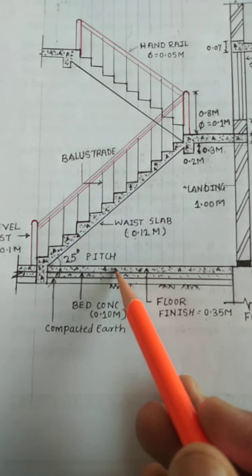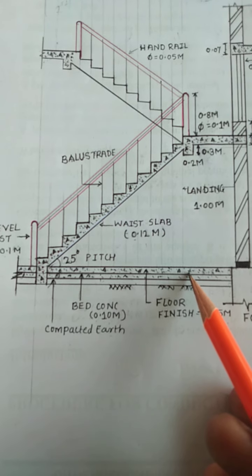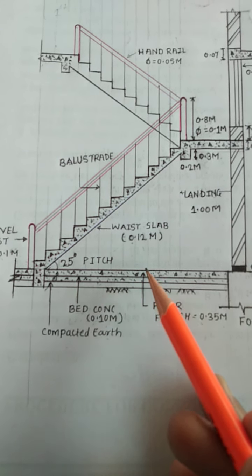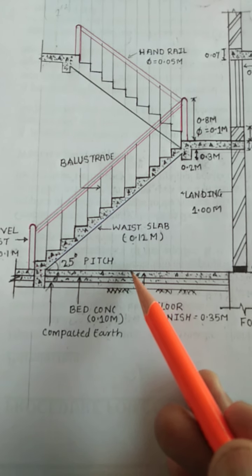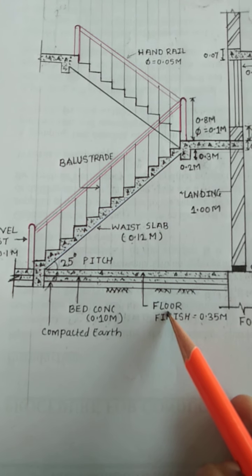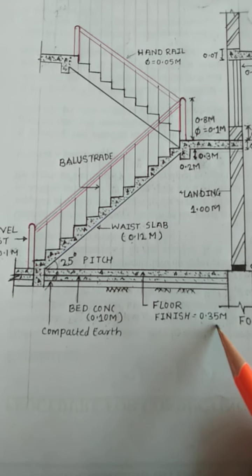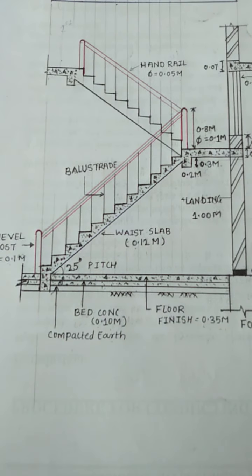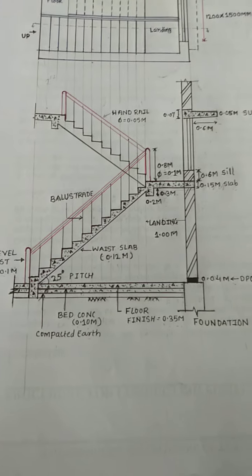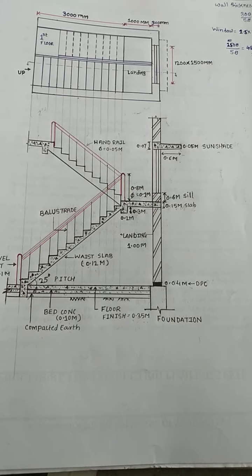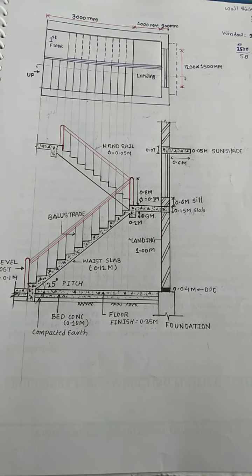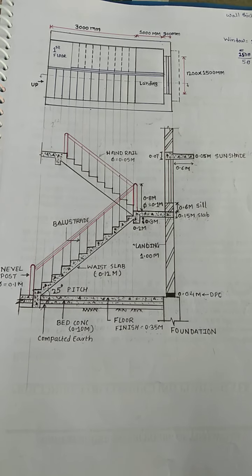So you can see that it is a floor finish. We can say that the tiles are provided over the floor finish, of 0.35 meter width. Then next, that is the bed concrete, and the last one, that is the compacted earth. So these are the detailing necessary to be known for drawing a section of a staircase.